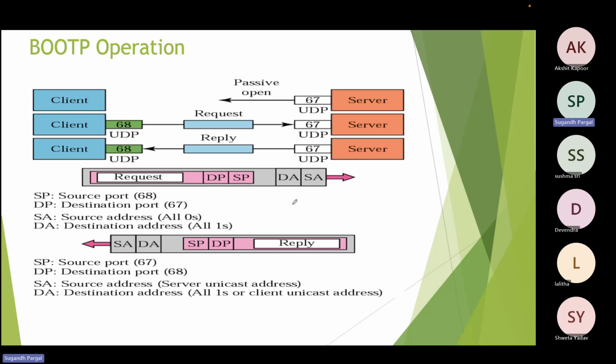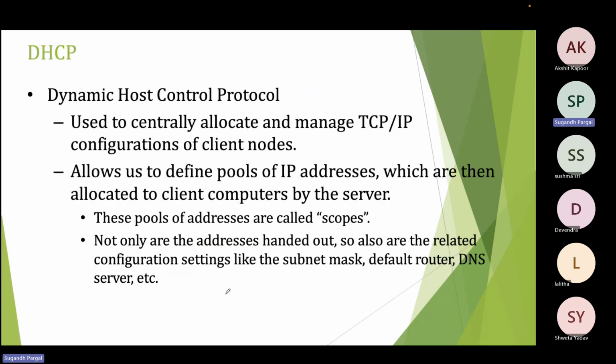So this is the boot operation: the client sends the request to the server and gets a reply from the server. This is the type of request that is sent with the source port and the destination port, and the destination address is set to all ones, that is broadcast, and the source address is 0, that is, it doesn't know its address. Then it receives the reply with the destination port and source port, and the source address, which is the server's unicast reply to the client, and the destination address, which is all ones, or the client unicast address.